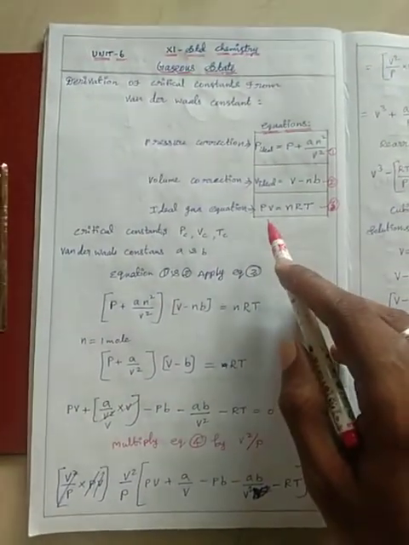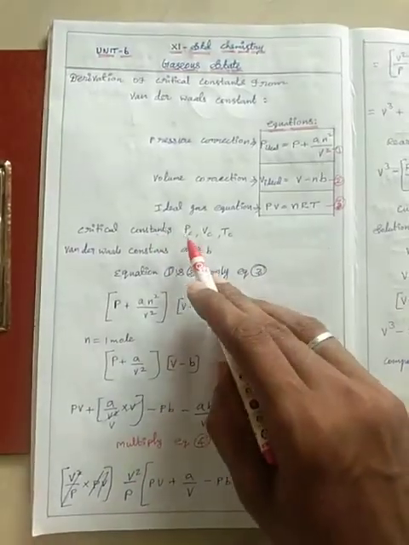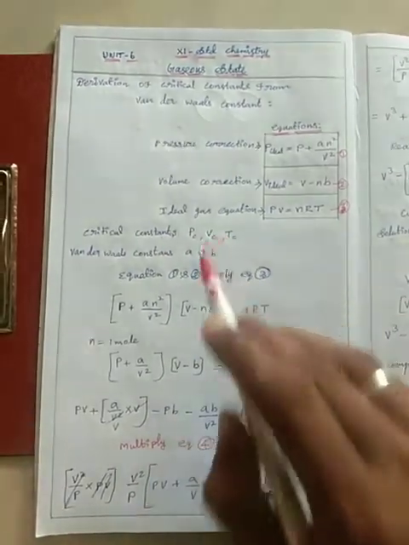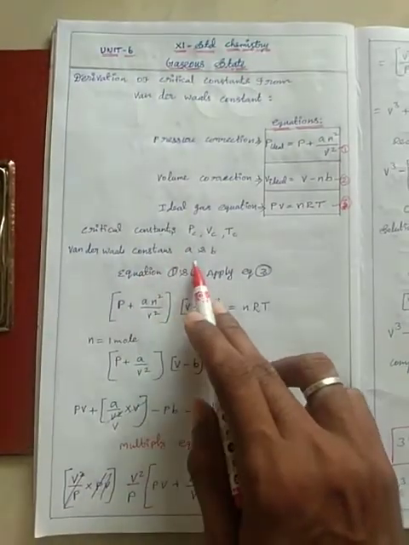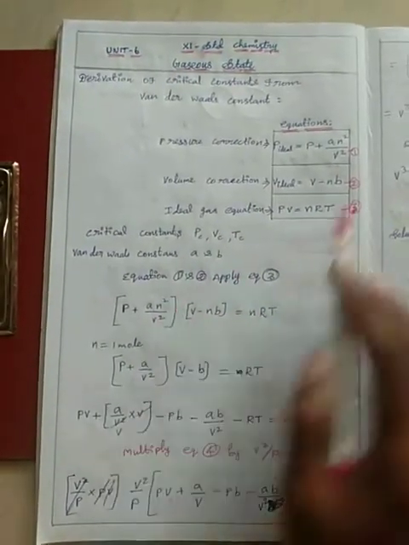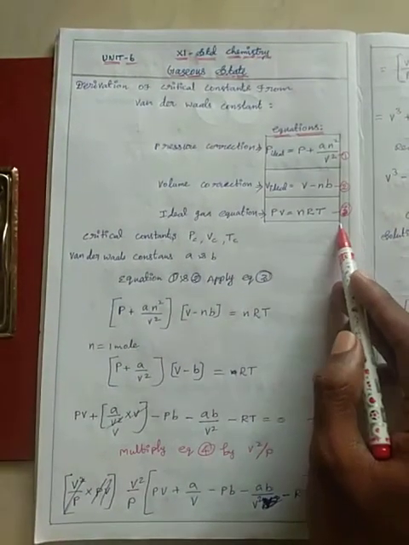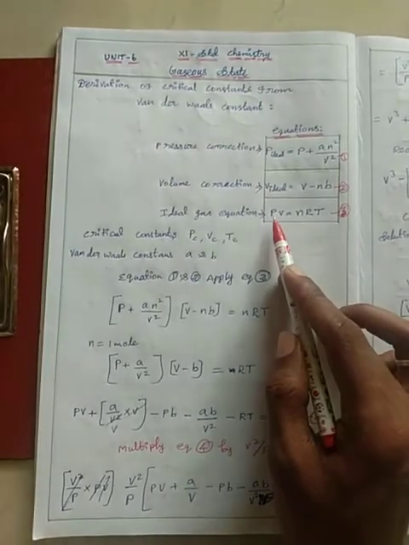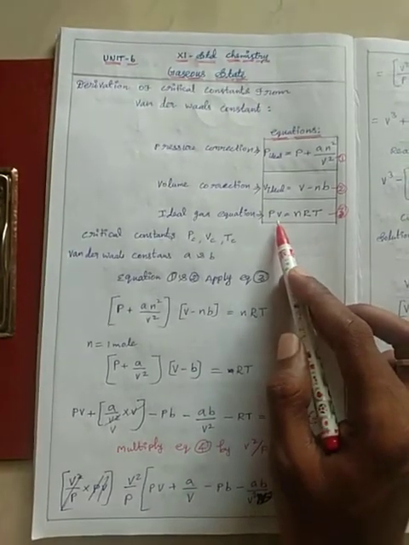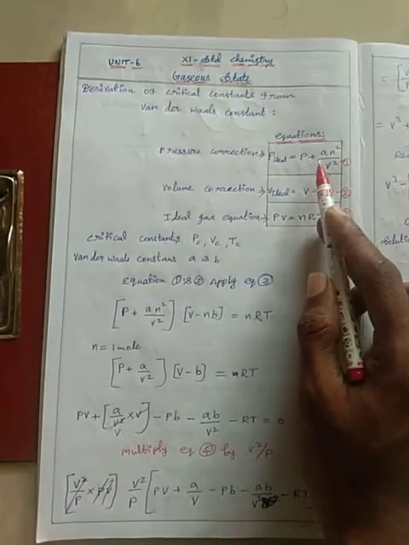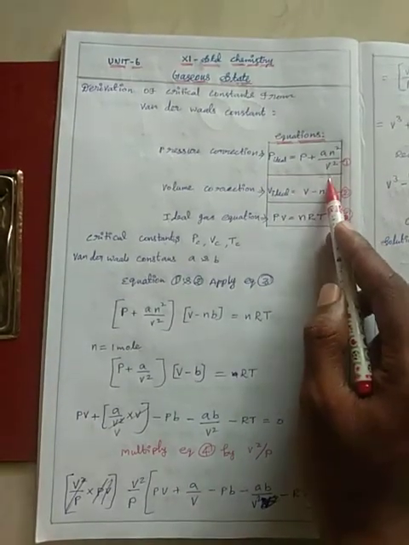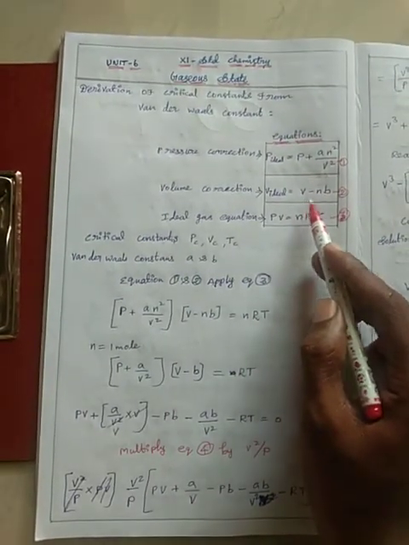So what are the critical constants? They are critical pressure, critical volume and critical temperature. The constants are called a and b. Equations 1 and 2 will be substituted into equation 3, for pressure and volume. So pressure equals P plus a n squared divided by V squared, and volume equals V minus nb.